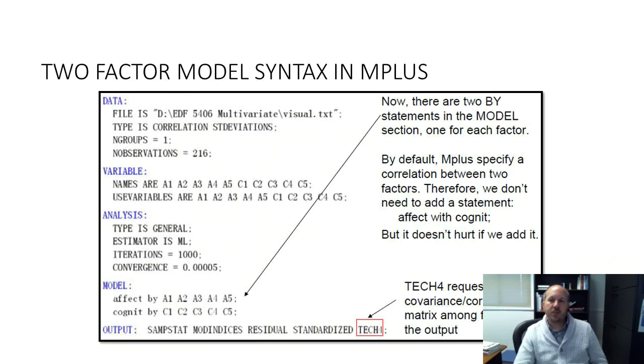So now let's look at making it into a two-factor CFA, like was originally hypothesized, where we have affect with our A1 through 5 and our cognitive by C1 through C5. There's a new output in here, Tech4. This will give you the covariance and correlation matrix among the factors. So if you want that, that's how you do that. There's not often where you do need that, but if you want it, that's how you get it.